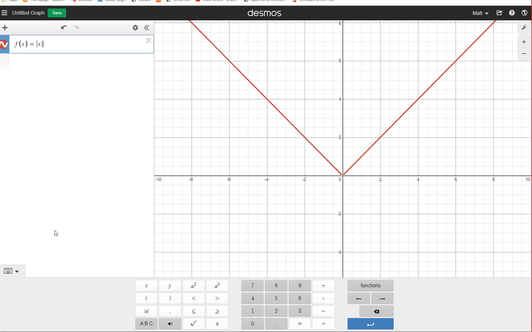So now what we're going to do is some transformations to it. I would like you, please, to start off by reflecting this in the x-axis. So if you know what to do, type it in, reflect it in the x-axis. If you're not sure, I'm going to show you in just a moment.